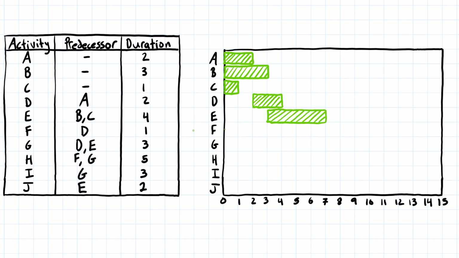And then looking at activity F, it only depends on D, so it has to start after D finishes, and it's also just 1 day long. So we find where D finishes, and we're going to drop down to F, and we can just draw this on simply as a block of 1 day.